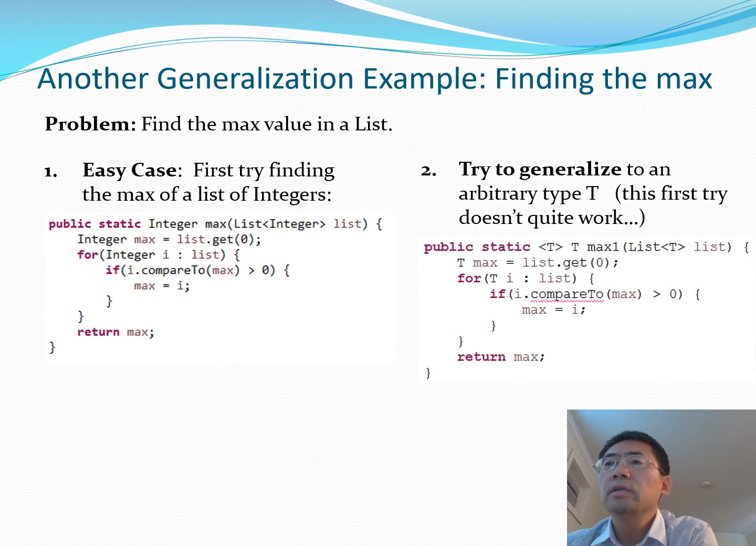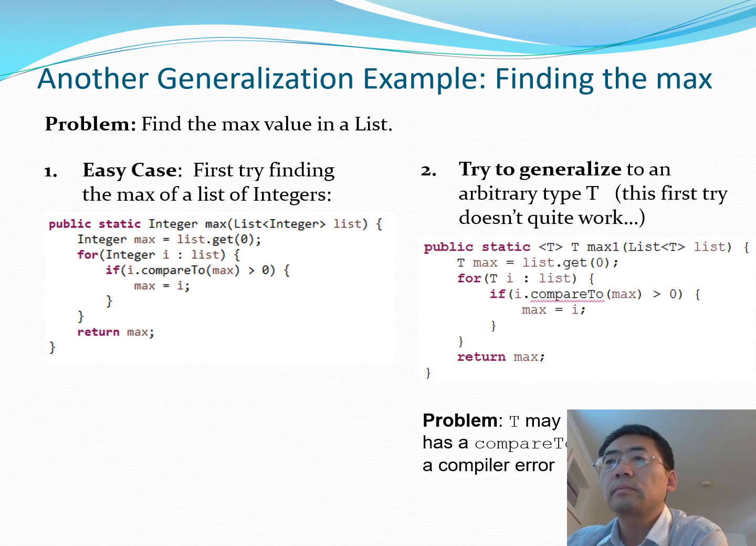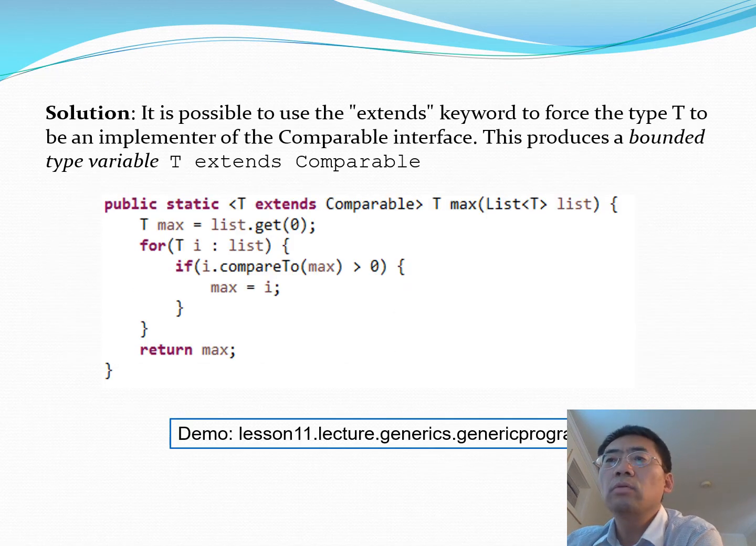It's not hard to understand that type T does not necessarily have a compareTo method. So to make it work, we can let type T, or class T, implement the interface Comparable, because Comparable forces its implementers to provide an implementation for compareTo. So that way, we guarantee that type T always has a compareTo method. This is how it looks now. Public static T extends Comparable T, max with a parameter list of T.